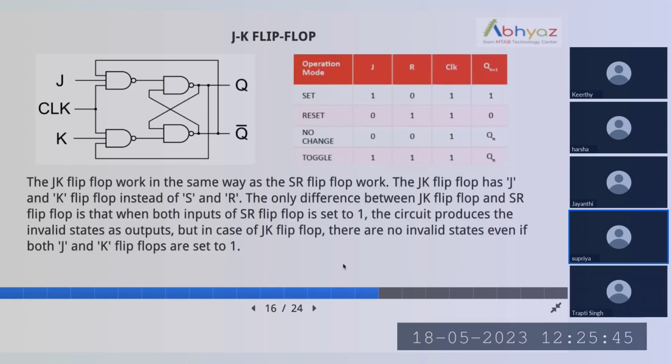Now the second flip-flop is the JK flip-flop. The JK flip-flop works in the same way as the SR flip-flop, but the major difference between the two is the set condition. Here, when both S and R of the SR flip-flop are set to 1, the circuit provides invalid states at the outputs. But in the JK flip-flop, there is no invalid state, even if both inputs are set to 1.